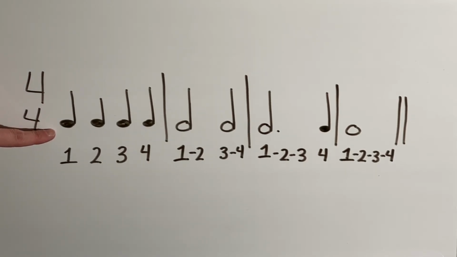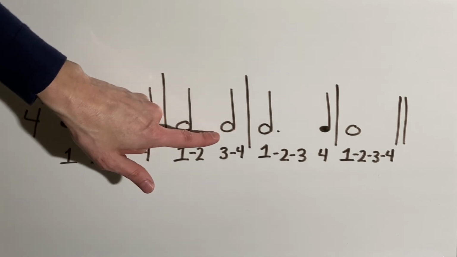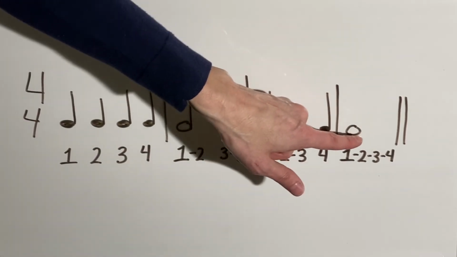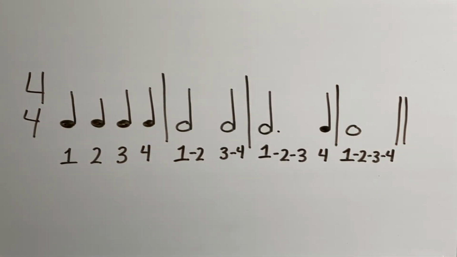1, 2, ready, go. 1, 2, 3, 4. 1, 2, 3, 4. 1, 2, 3, 4. 1, 2, 3, 4. And then my double bar line means I stop.